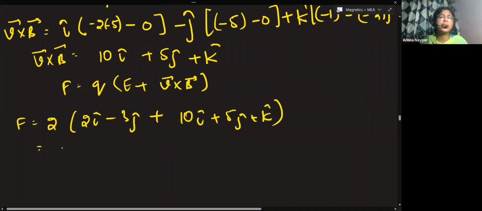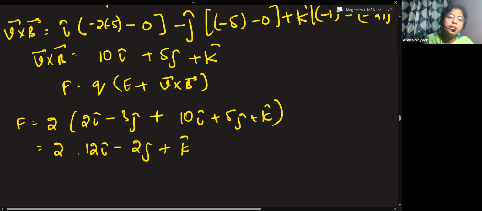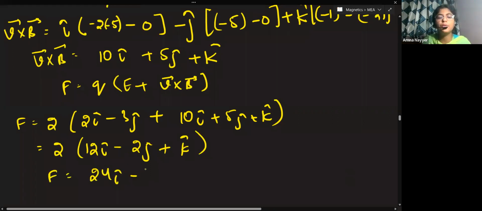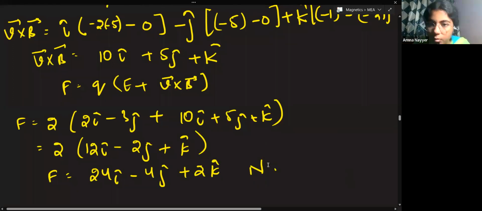This term gets multiplied by charge. So 2 I cap plus 10 I cap becomes 12 I cap. Rest of the thing will be the same. J cap is here, so 5 j cap minus 3 j cap becomes 2 j cap. K cap is there, nothing for k cap, so k cap plus 0 becomes k cap only. So multiply this term: 24 I cap plus 4 j cap plus 2 k cap newton. This is your answer. That's how you solve these questions.